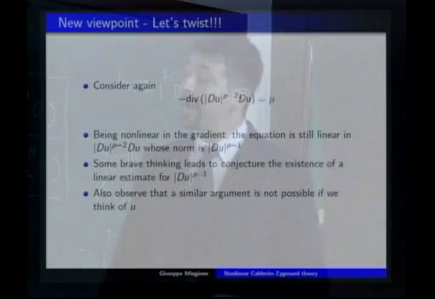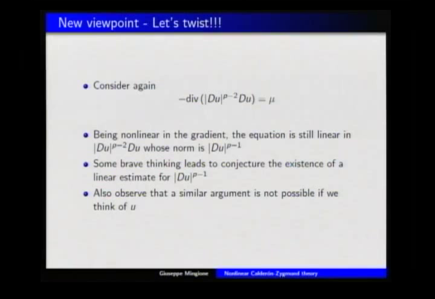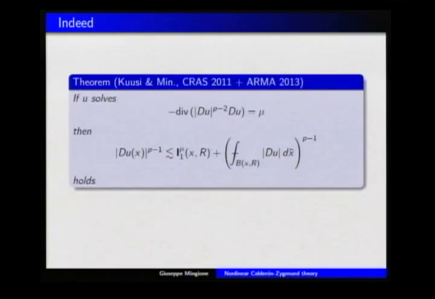So you expect, rather than a Wolff potential estimate for Du, a Riesz potential for |Du|^(p-1). So this appears to be, in some sense, heretical from the point of view of nonlinear potential theory. Because p-Laplacians always work hand in hand with Wolff potentials. And in fact, when I talked about this problem, a few people were laughing. Not everybody. For instance, Tuomo was not laughing because he had a good insight. And in fact, the result was true. And this is a very surprising result because this completely linearized the theory of the p-Laplacian.